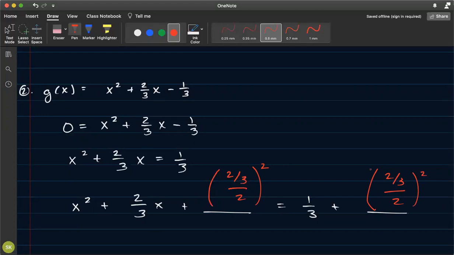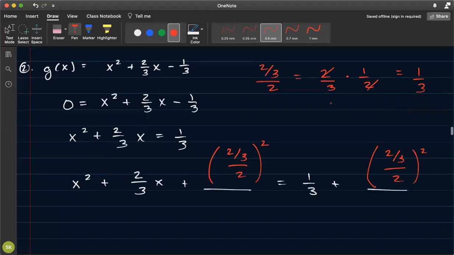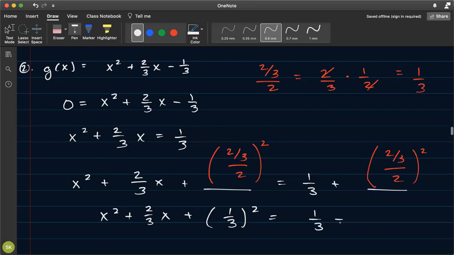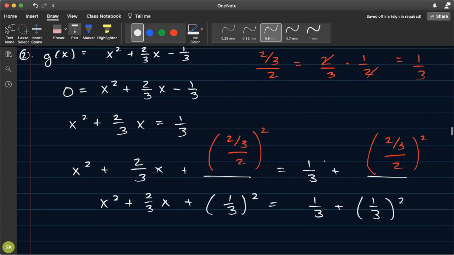square it. Okay, this part you might get into a little trouble if you're not good with fractions. So 2/3 divided by 2 is the same thing as 2/3 times 1/2. Cancel out that 1/2 and you get 1/3. So then the left-hand side is x squared plus 2/3 x plus 1/3 squared. That's equal to 1/3 plus 1/3 squared, because these are the same thing.